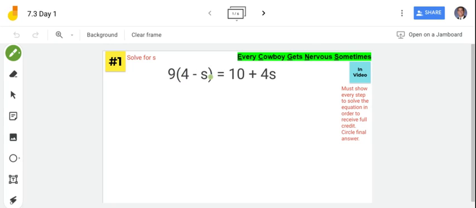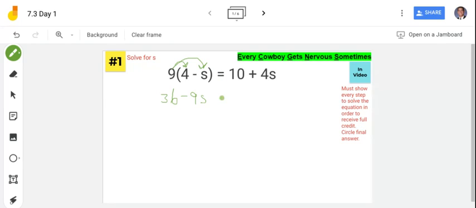Now, when I see parentheses, I should think, yes, eliminate them by the distributive property, and with the distributive property, I am multiplying, right? So I'm going to multiply 9 times 4. Okay, that's going to give me 36. And 9 times this term. Do you see how I'm showing the rainbow here? 9 times 4, 9 times not S, negative S. The sign in front of the term always travels with the term. So what's 9 times negative S? That would be negative 9S.